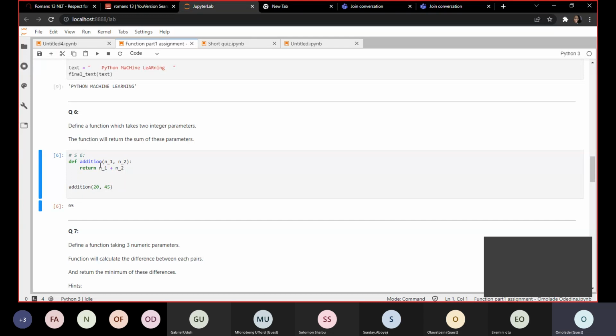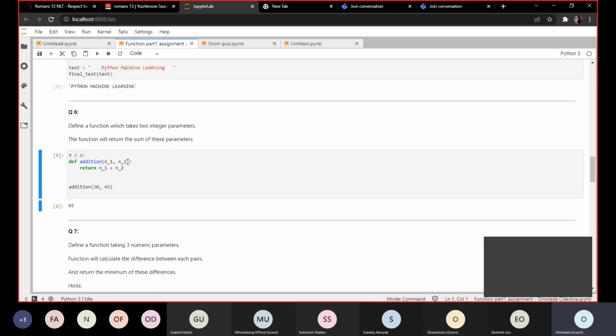So I know we have learned how to define a function, right? We use the def word, then the name of our function. Here the name of our function is addition. So from the name of the function, we have an idea of what we are planning to do. The question asks us to define a function which takes in 2 integer parameters, so our function is a parametric function. That means it's taking in parameters.